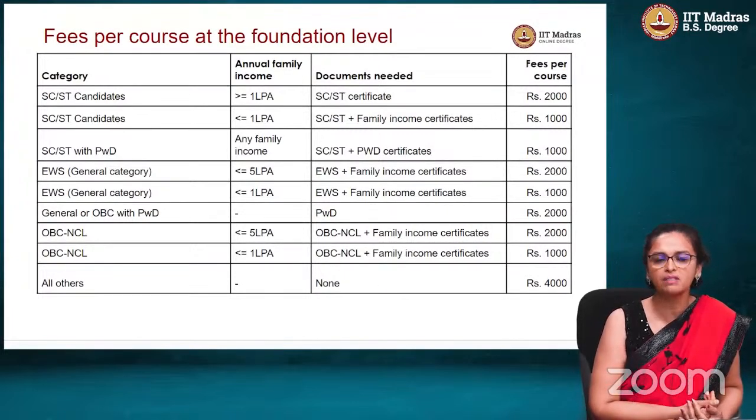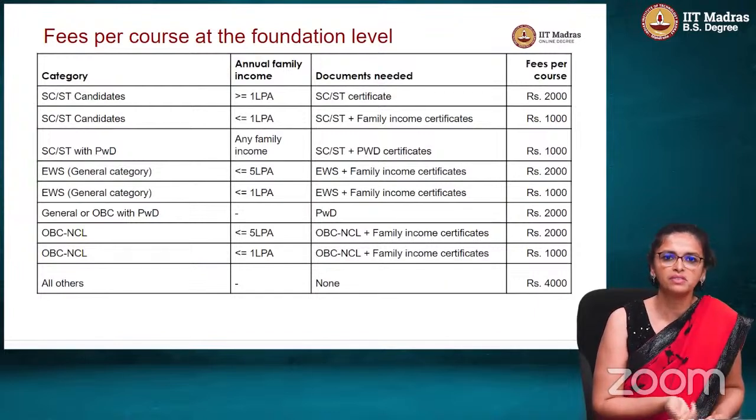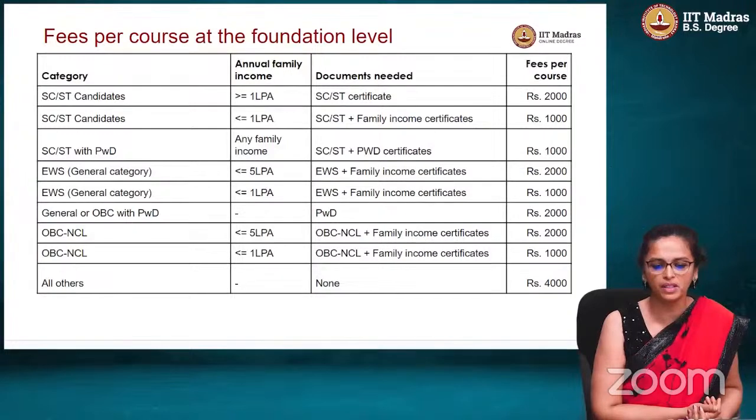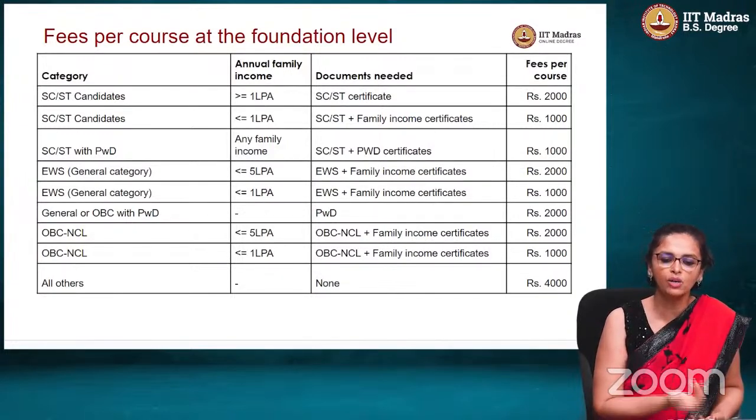The fee per course at the foundation level is rupees 4,000. There are of course waivers for students from various categories. So the fee per category is given here. So for students belonging to the SC/ST category or PWD with more than 40% disability are given a 50% fee waiver already, and depending on their income level, they get additional fee waivers on the course fees too. So you pay either 4,000 for the general category where you have no waivers, or it could be rupees 2,000 per course or 1,000 per course.